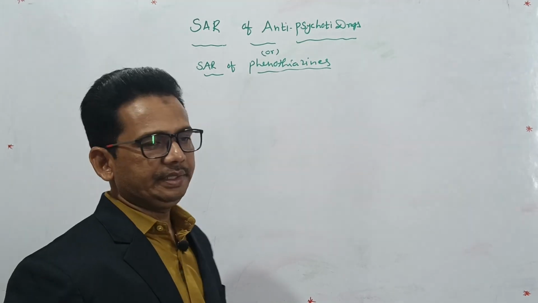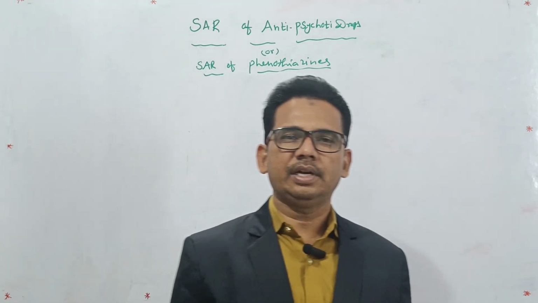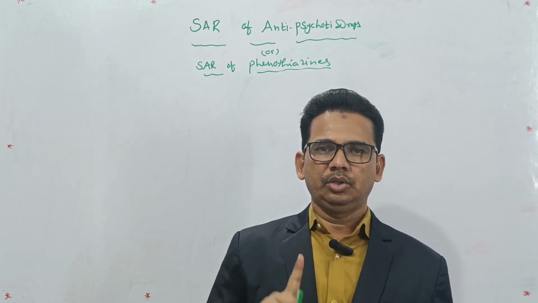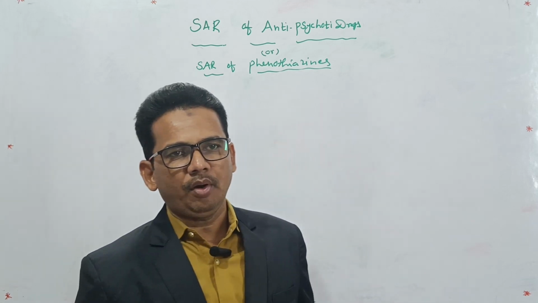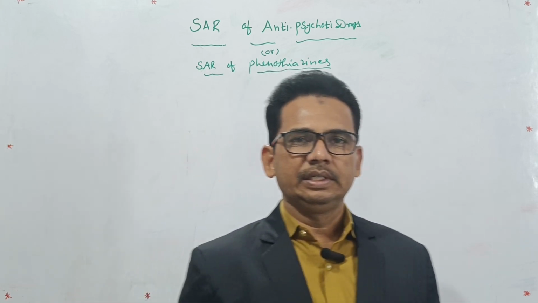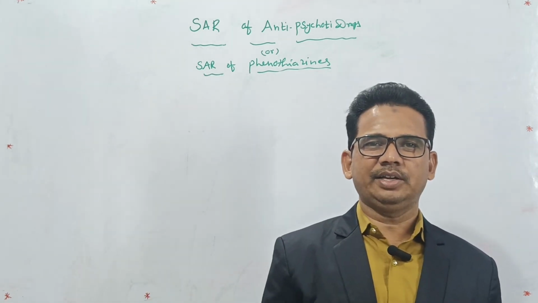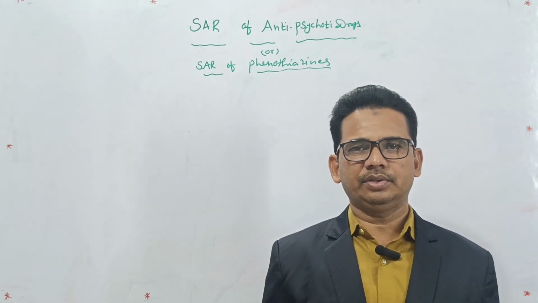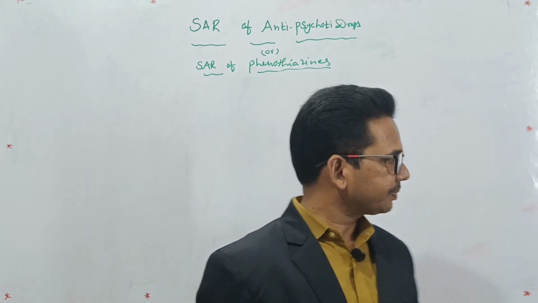We might know these antipsychotic drugs are also known as neuroleptic agents, and also called major tranquilizers. So it has three names: antipsychotic, neuroleptics, and major tranquilizers. In that, an important class is the phenothiazines. Generally, the SAR will be asked in the examination, either the SAR of antipsychotic drugs. At that time, you can choose this class, phenothiazine, and write the SAR of this.